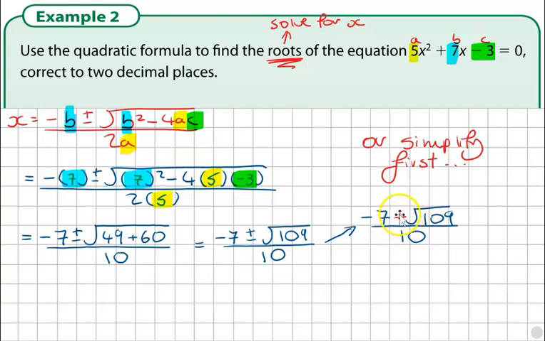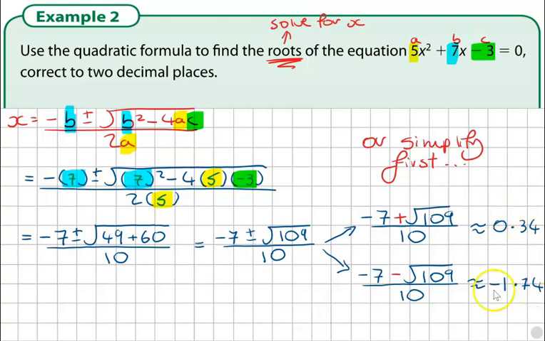And then we break it down to have the plus part. So minus 7 plus root 109 over 10 gives 0.34. And then we replace that plus with a minus. So minus 7 minus root 109 over 10, again, is approximately equal to minus 1.74. So these are the roots of our equation. These are the two places where the curve crosses the x-axis.